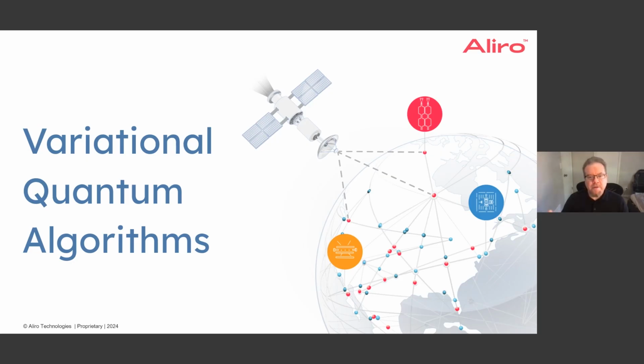So now we've given a brief overview of and given some examples of some classical machine learning models. So let's go into variational quantum algorithms, which are systems that have a quantum part and a classical part.